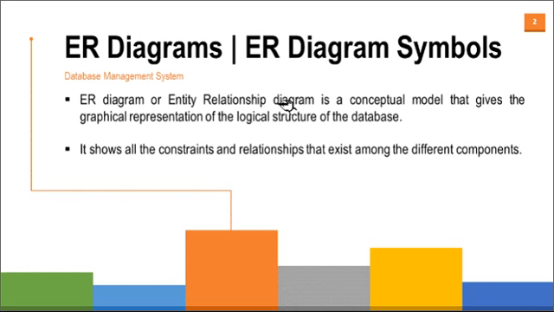An ER diagram, or entity relationship diagram, is a conceptual model that gives the graphical representation of the logical structure of the database. It means the tables of our database are graphically represented. It shows all the constraints and relationships that exist among different components, that is, different relationships or different entities.